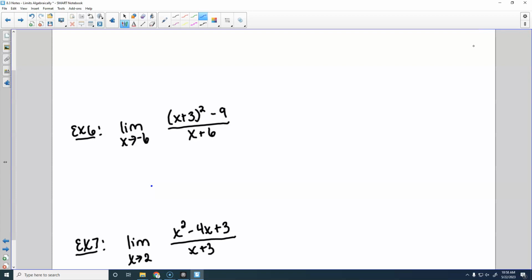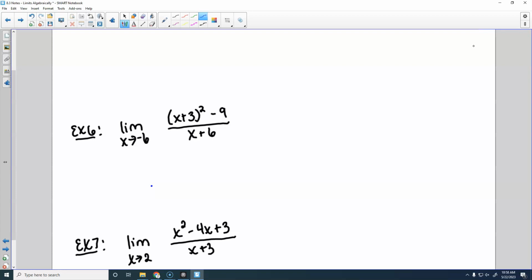Actually, first, does it give us 0 over 0? Okay, bottom definitely gives me 0. -6 plus 3 is going to be -3 squared. You get 9. 9 minus 9 is 0. So we get 0 over 0 for this. We want to check that every time. This does give you 0 over 0, so we're going to have to do something else.